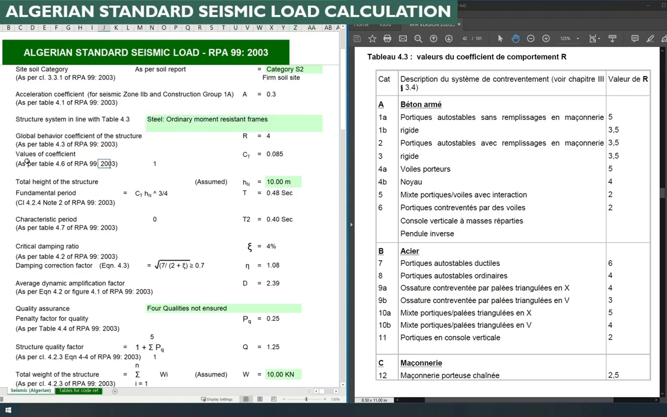And the next value is coefficient CT. This CT is required to find out the fundamental period. So for that we need to refer to table 4.6 as per RPA 99.